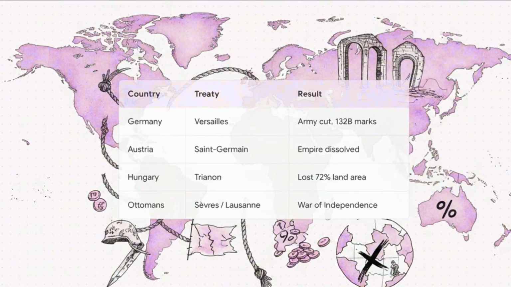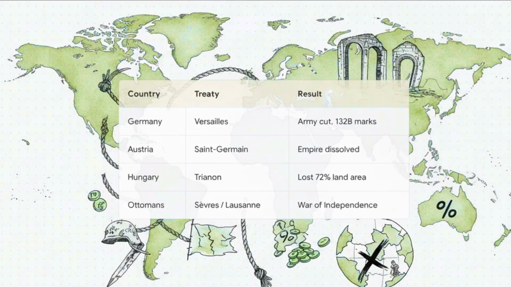Now, there wasn't just one neat, unified treaty to end the whole thing. Instead, there was a series of deeply punishing agreements that meticulously dismantled these once massive empires. You've probably heard of the Treaty of Versailles. That one severely restricted Germany's military and slapped them with massive financial reparations. But then you have the treaties of Saint-Germain and Trianon, which completely dissolved the Austro-Hungarian Empire.